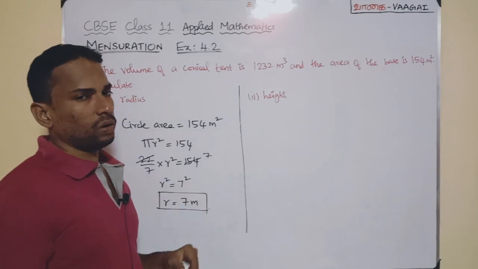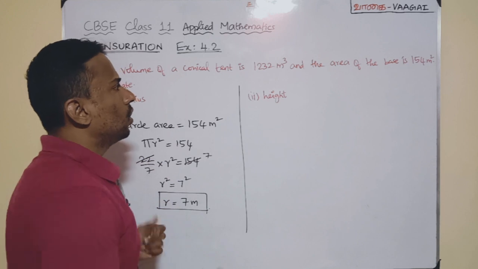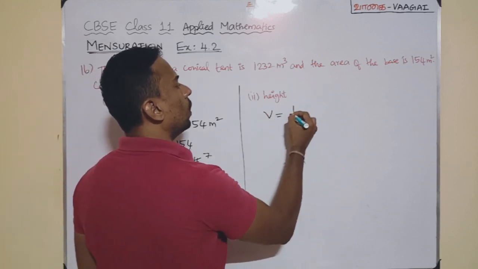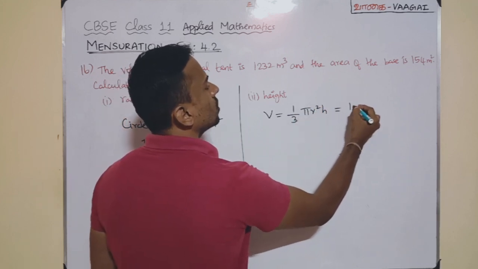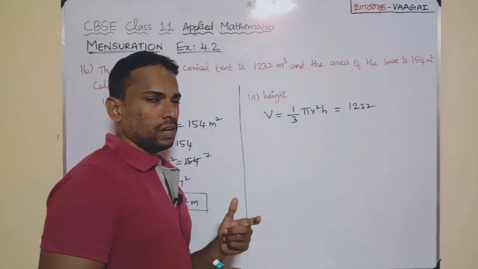Now coming to the height. To find the height, what can we use? We can now use the volume formula. Now we know clearly that volume of a cone is going to be 1 by 3 pi r square h, and this is equal to 1232. Clear? Yes, fine. Now let's do a very clear calculation.